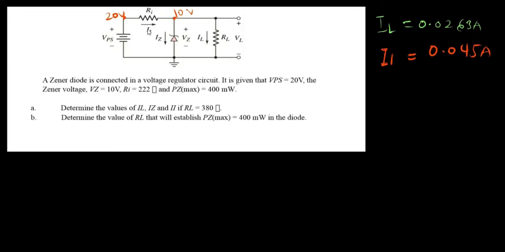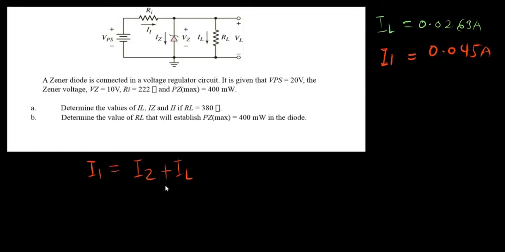So in this case, you see that the input current is moving towards this node. Let me clear this. The input current is moving towards this node, but the Zener diode current is moving away. The load current is also moving away. So we see that the input current will be equal to the current in the Zener diode plus the current in the load. Now we want to find the current in the Zener diode, so we can make it the subject.